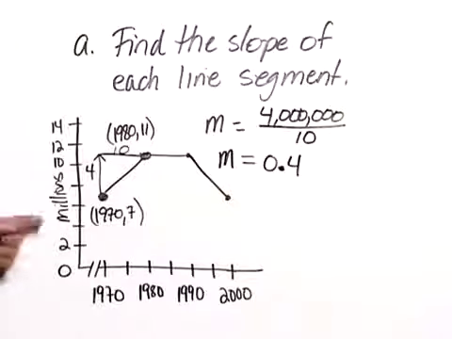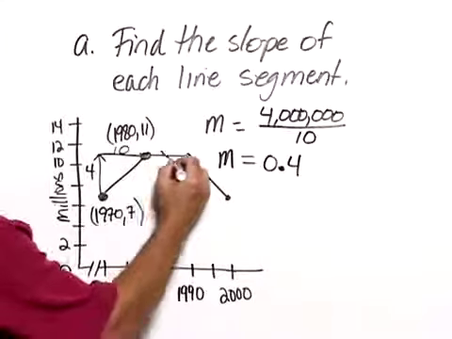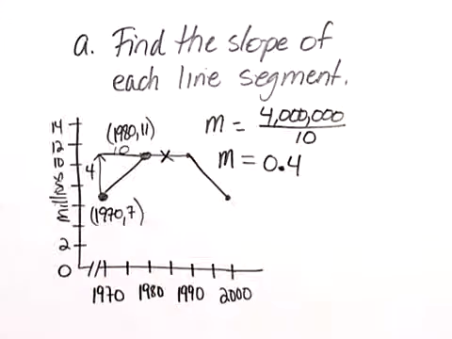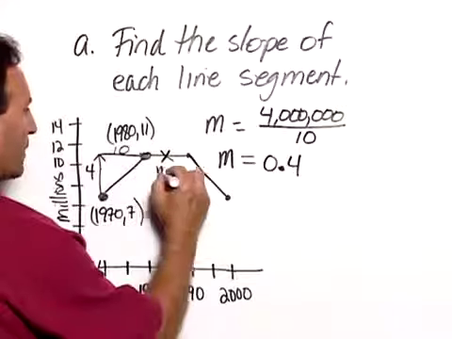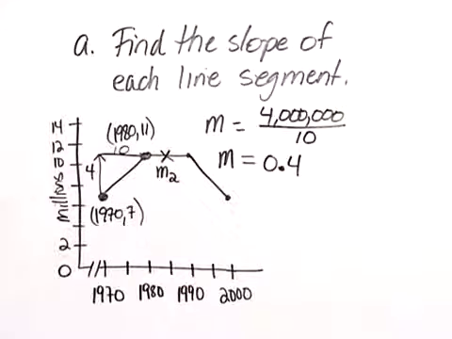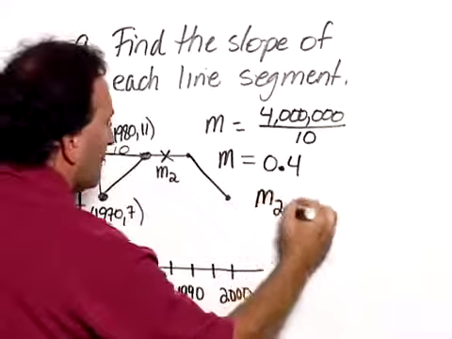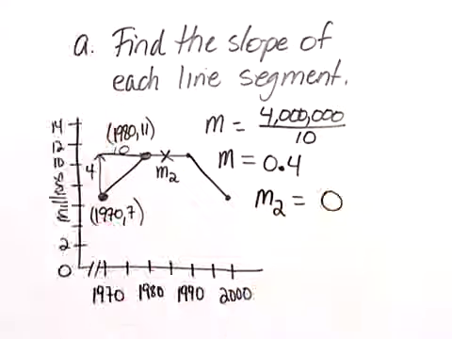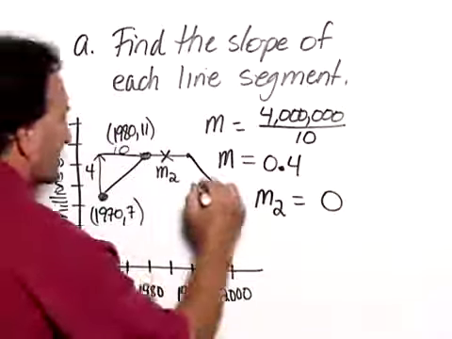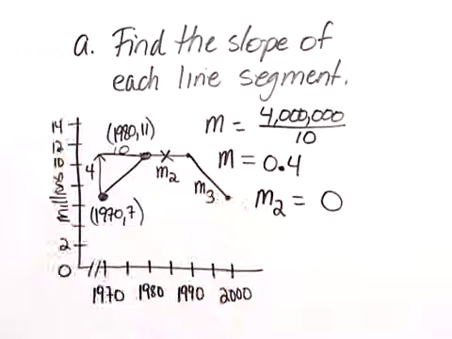And so let's write it that way, that's our slope. And remember that it's in millions. Well, what about this segment right here, which I'll mark with an X? That's a horizontal line segment. And remember, every horizontal line segment, I'm going to call this M2 to distinguish it, has a slope of 0. So M2 is 0.